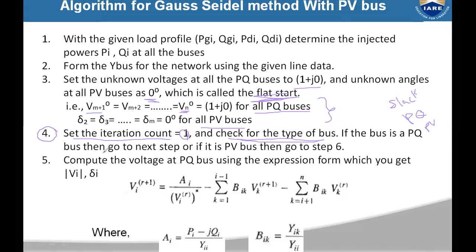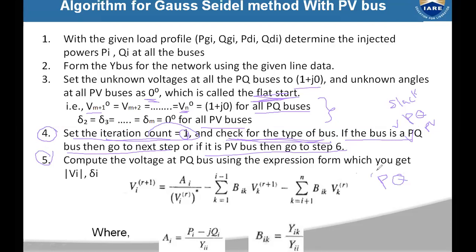So after setting the iteration count to 1, you have to check the type of the bus, whether the bus is a PQ bus or a PV bus. If the bus is a PQ bus, then go to the next step, which is the fifth step. Or if it is a PV bus, then you eliminate the fifth step and directly go to the sixth step. So let us assume that your bus is a PQ bus.